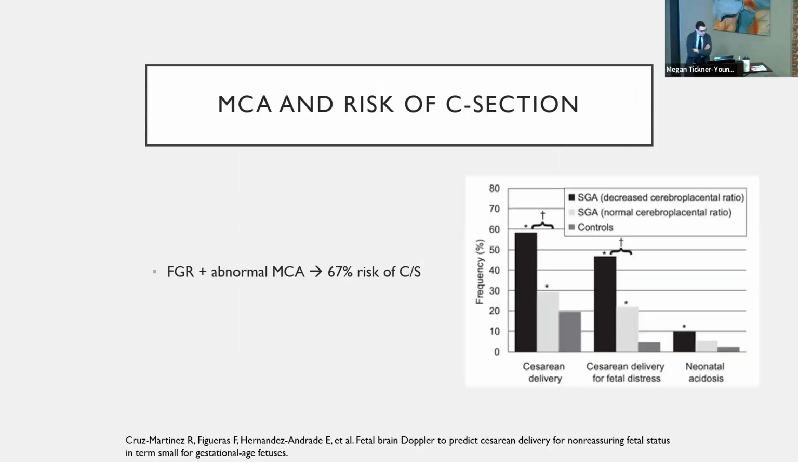MCA Doppler has also been found to be useful in predicting risk of C-section. There was a study out of Barcelona, a prospective cohort study of small for gestational age fetuses with normal umbilical artery Doppler that evaluated outcomes in the setting of normal or abnormal MCAs. The FGR fetuses overall had about a 38% risk of C-section. And then when an abnormal MCA was added on that, there was about a 67% risk of C-section, roughly 60% of those being for non-recurrent fetal heart tracing.